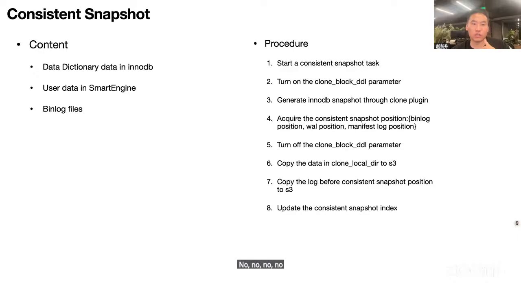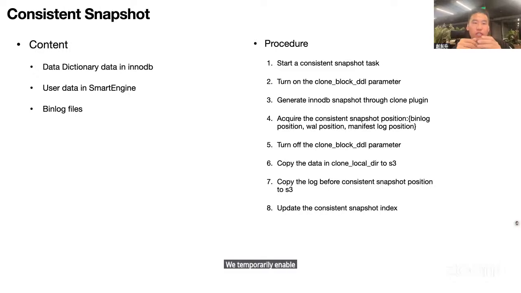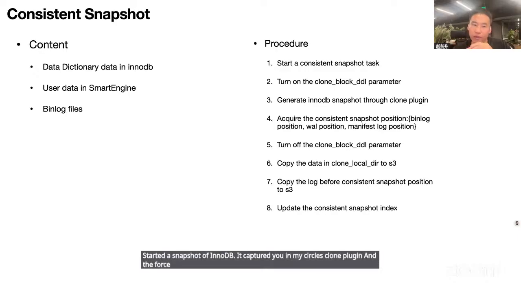Now, let's walk through the snapshot procedure. First, we start a snapshot task, which coordinates the process across all components. Second, we temporarily enable a parameter called clone block DDL to block DDL operations and avoid inconsistent metadata changes. Third, a snapshot of InnoDB is captured using MyCircle's clone plugin.